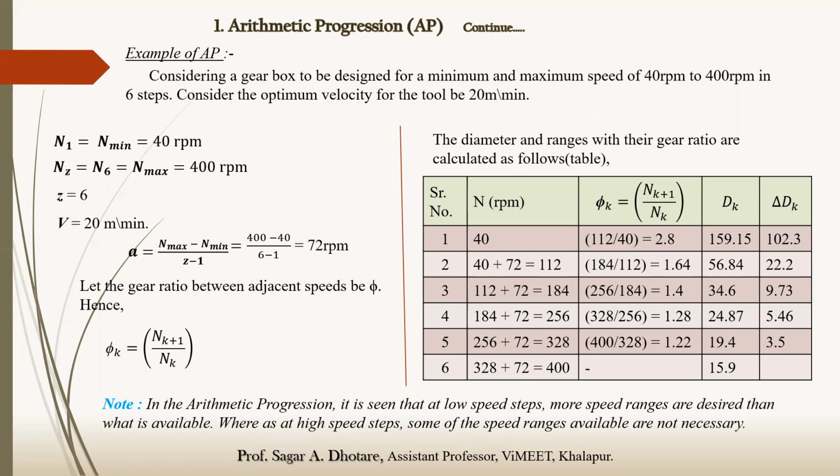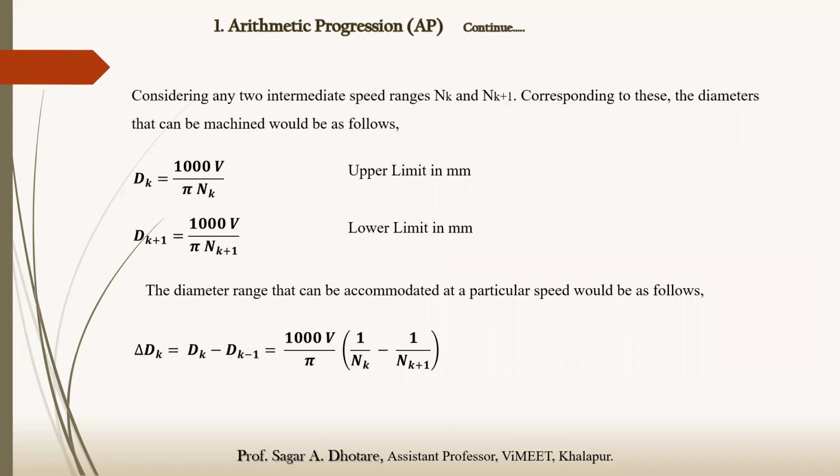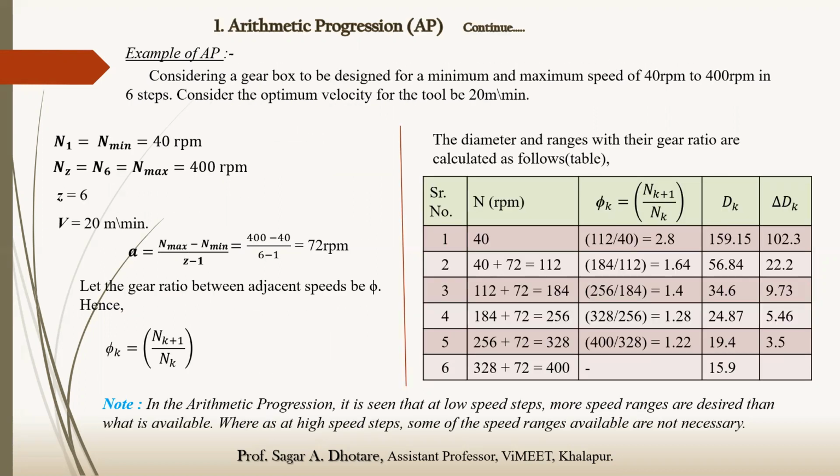At that time, the diameter dk can be calculated with the help of the previous formula. What is the formula for dk? It is 1000 into v divided by pi nk. In a similar way you can calculate the other values. Delta k is also calculated with the help of the previous formula. In this table I have calculated all the variations. As we have 6 steps, the first step speed is 40, and the second step is 112, as 40 plus 72.